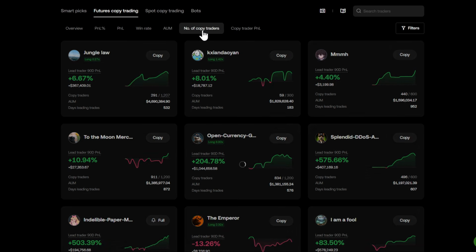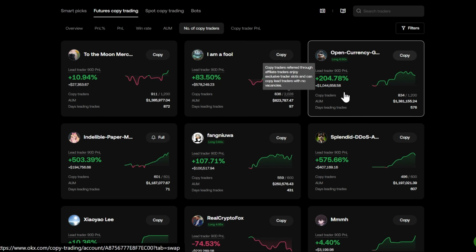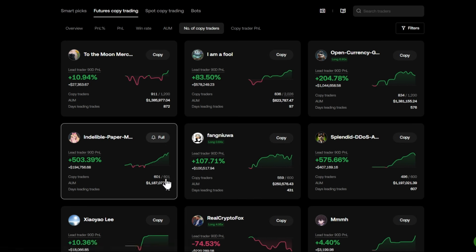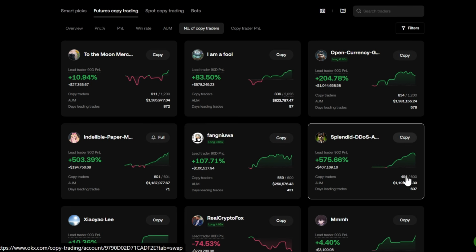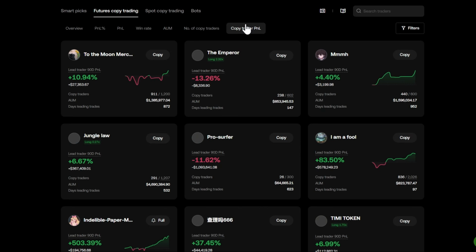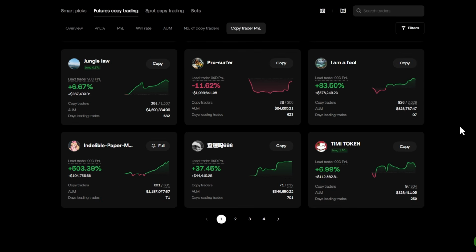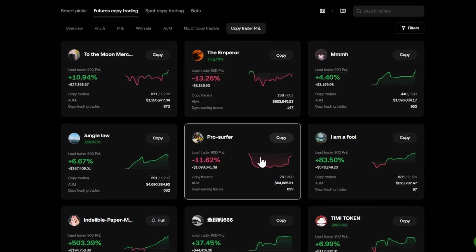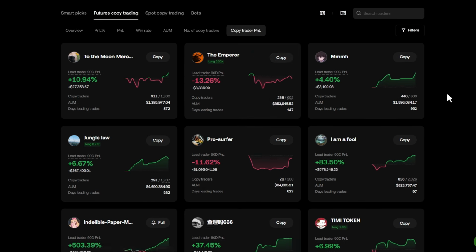Number of copy traders. This tells you how many people are currently copying this trader. If people copying this trader is less than 10, I usually skip them. It means they haven't built enough trust yet. Copy traders P&L. This is huge. This shows the cumulative profit or loss of all the people copying this trader. If this is negative or barely positive, that's a massive red flag. Skip them.